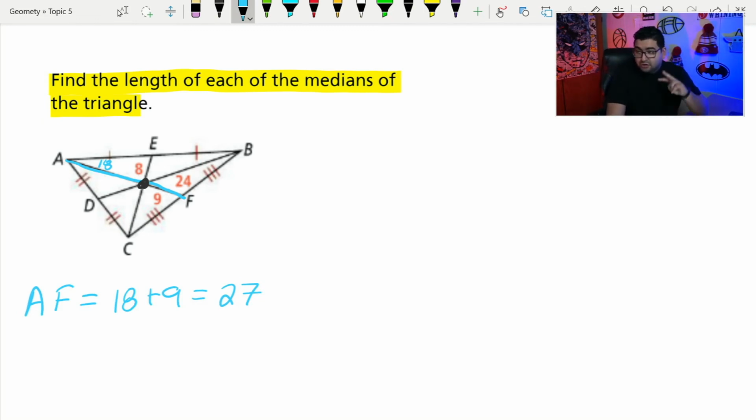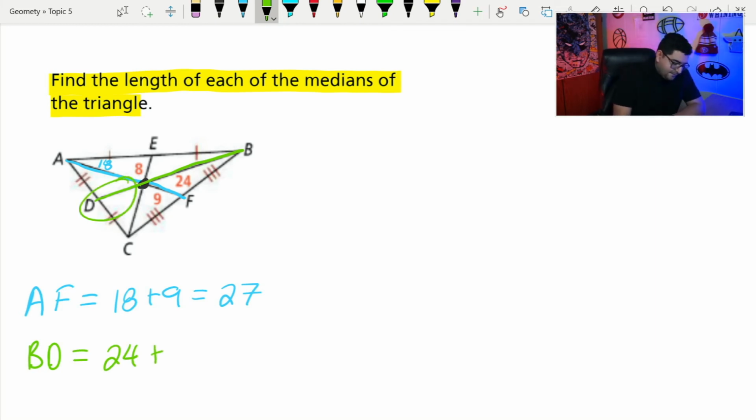So we found AF. There's 2 more medians we have to find. Now let's find BD. So for BD, I know it is 24 plus something. I'm not sure what that other piece is, not yet. But again, we can see the centroid. We see that the long side of that green line, after it's cut, is 24. So all I need to do is cut that 24 in half to find that this small side would be 12. 24 divided by 2 is 12. So then BD is just 24 plus 12, which equals 36.